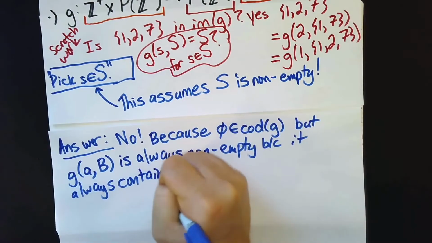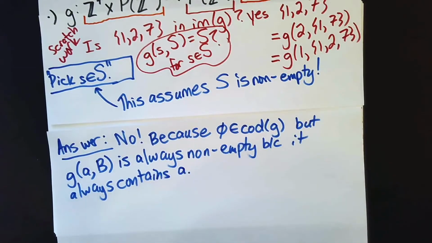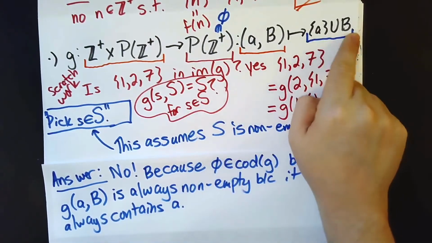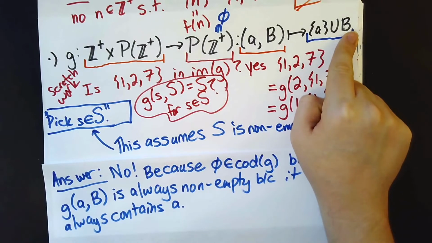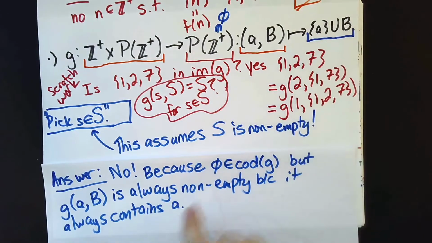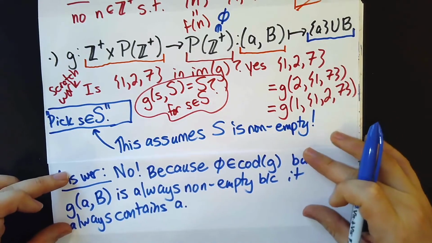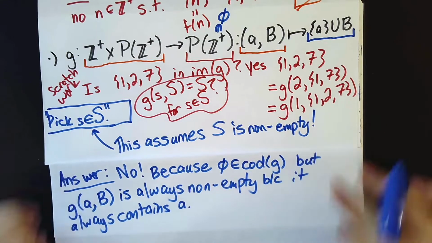This function is not onto Y, and the reason is the empty set is in the codomain, but you never get the empty set as an output because the output G of A comma B is, remember, the set A union B, but that set can't be empty because it definitionally contains A. And thus, this ends up being a complete answer to show us that this function is not onto.